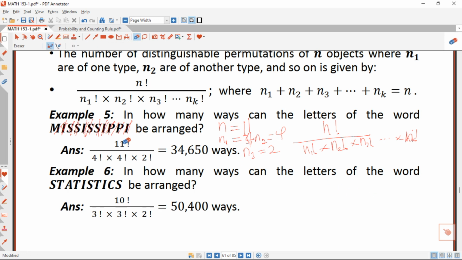So here we are going to get 11 factorial divided by 4 factorial times 4 factorial times 2 factorial, of which you are going to get 34,650 ways, right? Yes, that's the permutation, right?